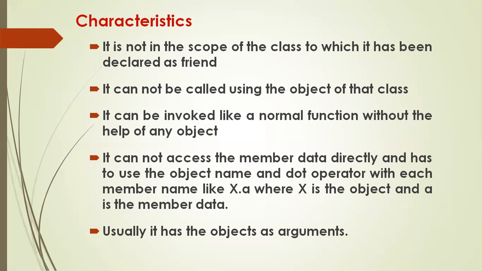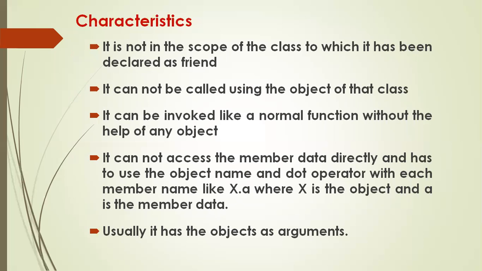So to access any member function, you first have to use an object, the dot operator, and the function name. But a friend function is not a member function, so you cannot call a friend function with the object. It's just similar to a normal function. It can be invoked like a normal function without the help of any object.